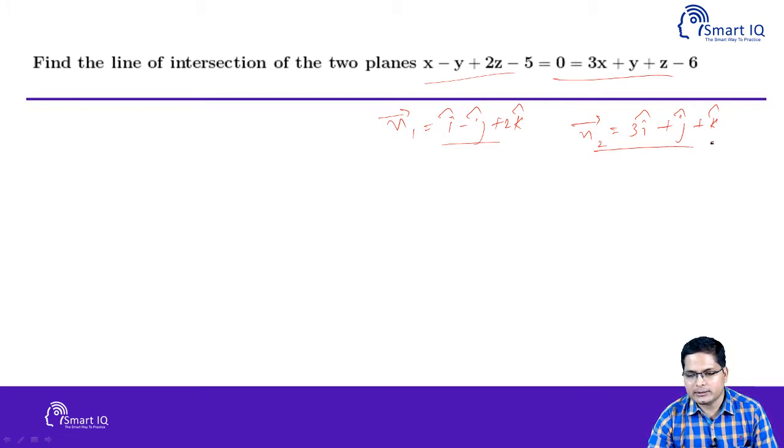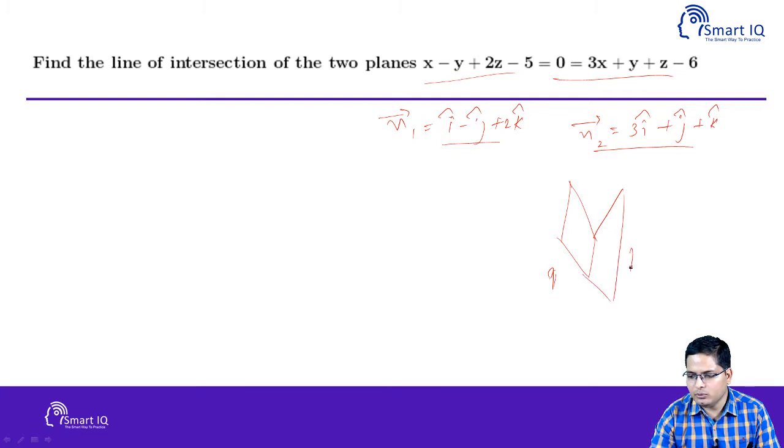How will you solve that? I'll just draw a rough diagram here. Suppose this is the first plane P1, and this is the second plane P2. This is, suppose, MN. This MN is the line of intersection of the two planes. There is a normal to this plane N1, and a normal to this plane N2. If you take the cross product of N1 and N2, you will get the direction of the line.